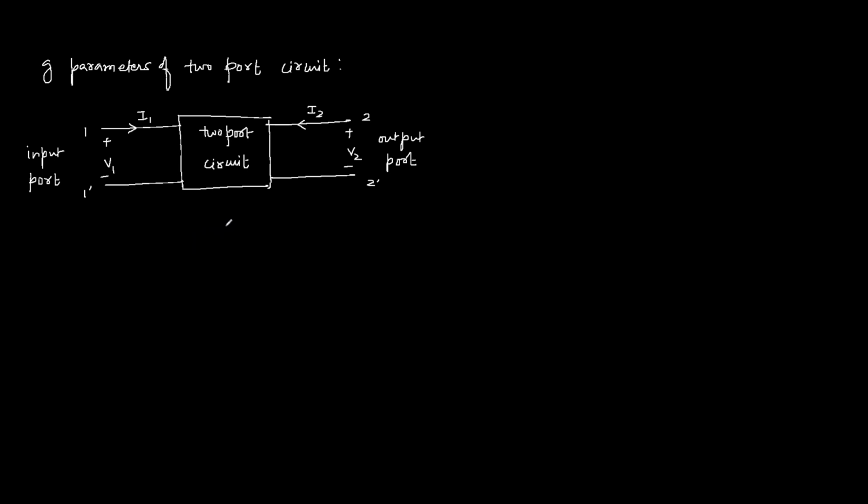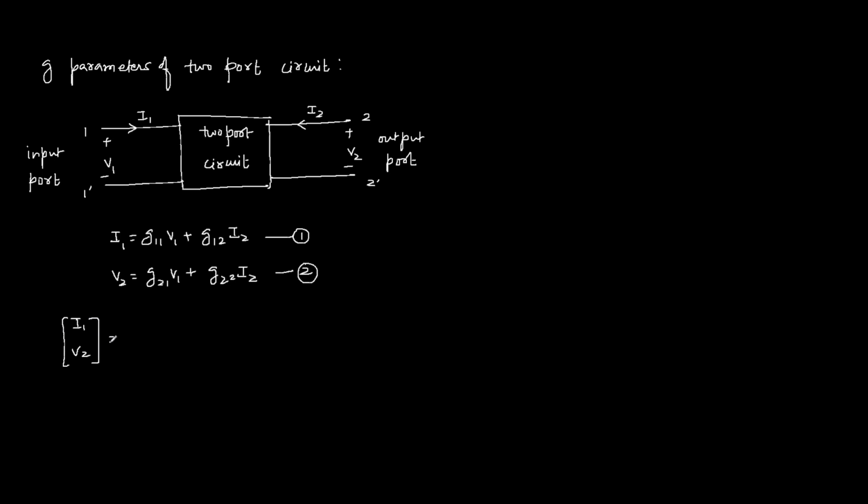G parameters of a two-port circuit, also called inverse hybrid parameters of a two-port circuit. The equations for G parameters are I1 equals G11 V1 plus G12 I2, and V2 is G21 V1 plus G22 I2. These are the two equations.